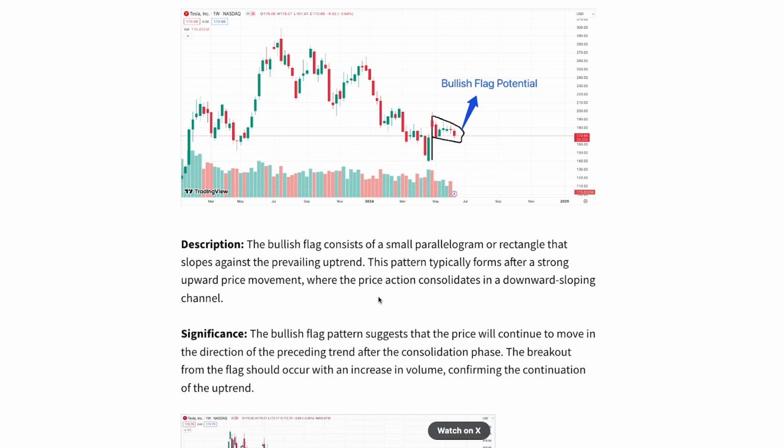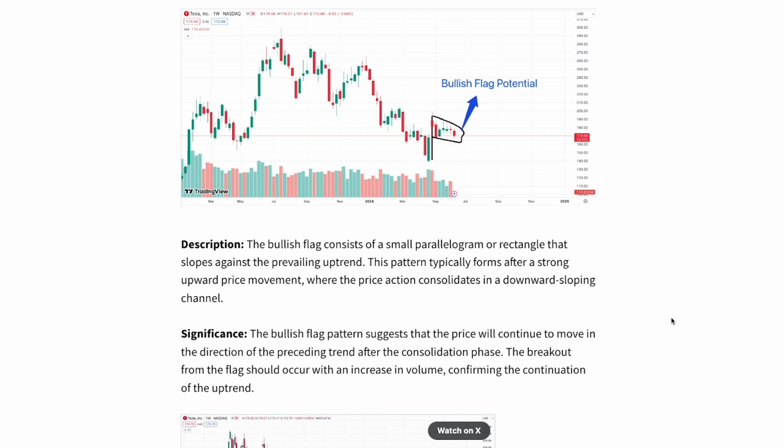This pattern typically forms after a strong upward price movement. So we sort of had that here. We've got this green candle bar that has shot up, from about the 140s up into the high mid 180s there. And where the price action consolidates in a downward sloping channel. That's exactly what we're seeing here, which is kind of cool to talk about these charts and see something in real time as we're making this video.